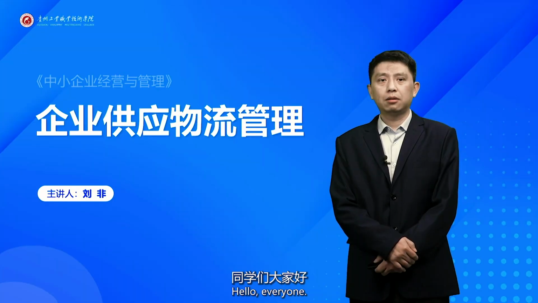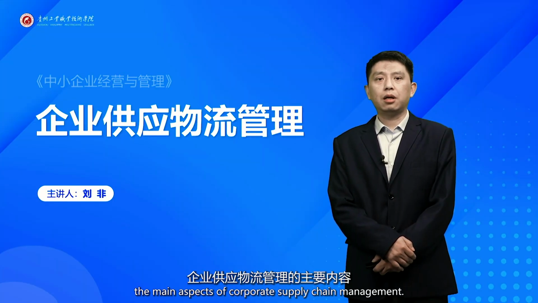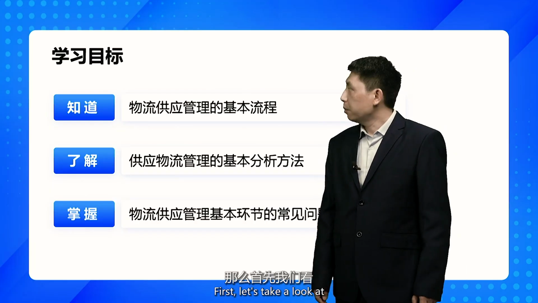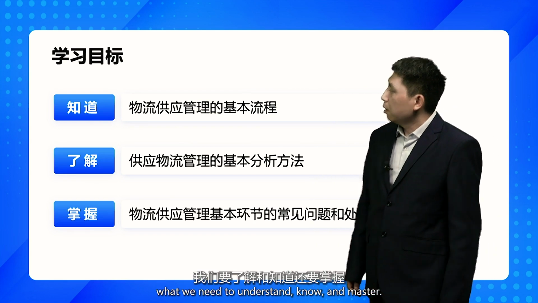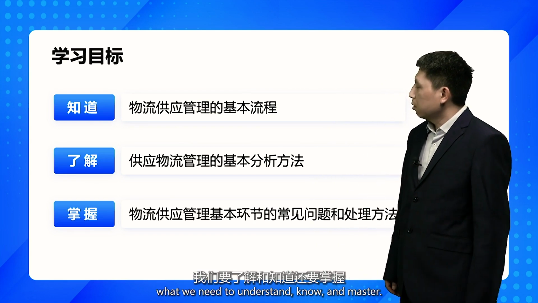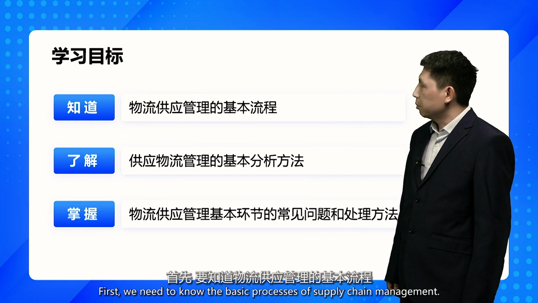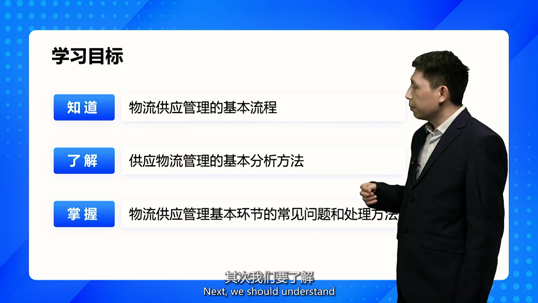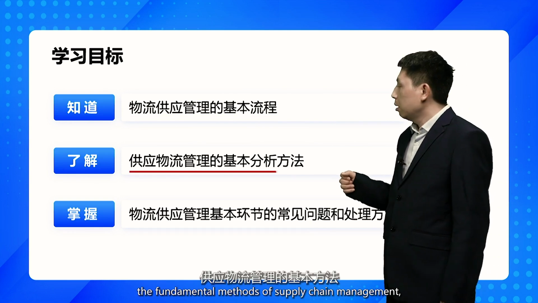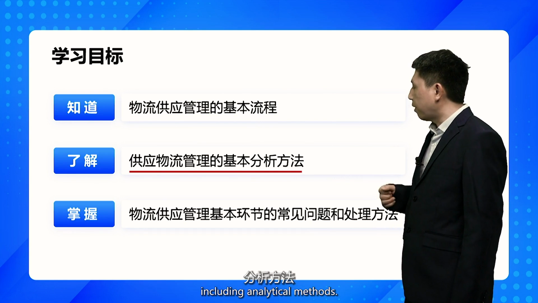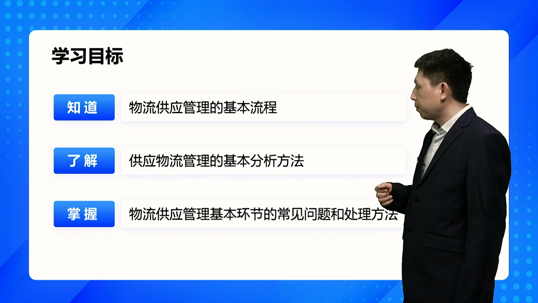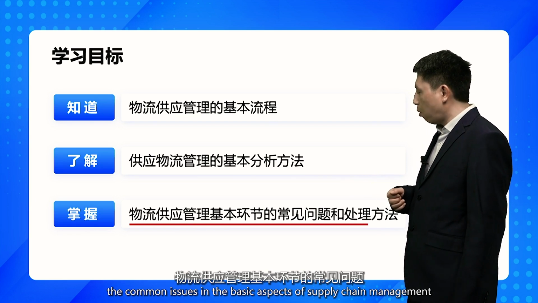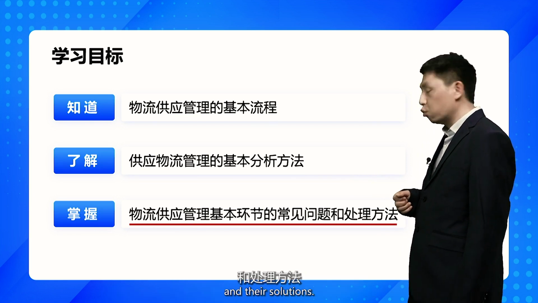Hello, everyone. Today, I'll talk to you about the main aspects of corporate supply chain management. First, let's take a look at what we need to understand, know, and master. First, we need to know the basic processes of supply chain management. Next, we should understand the fundamental methods of supply chain management, including analytical methods. Finally, we must master the common issues in the basic aspects of supply chain management and their solutions.